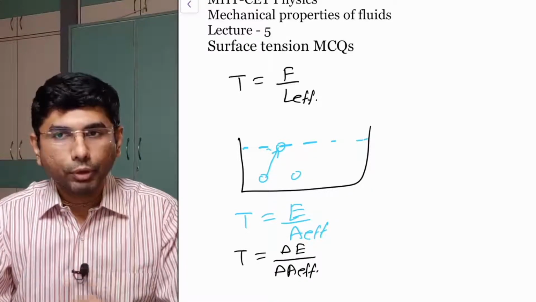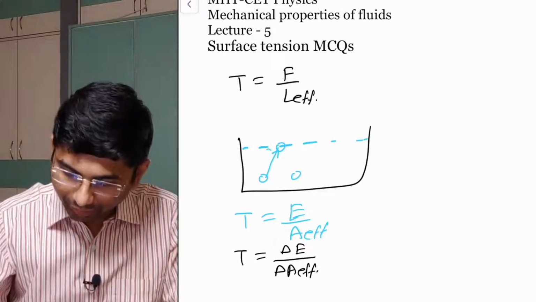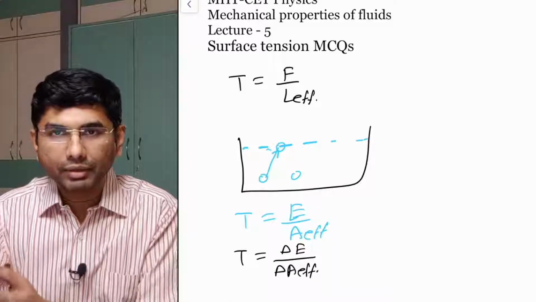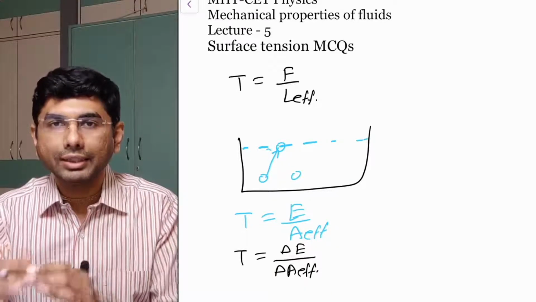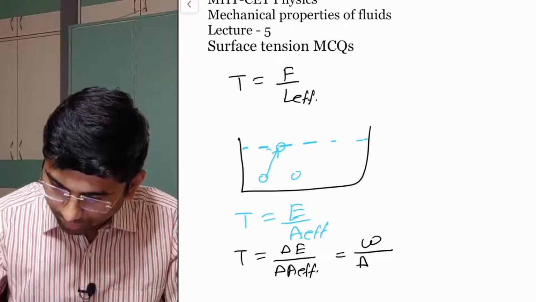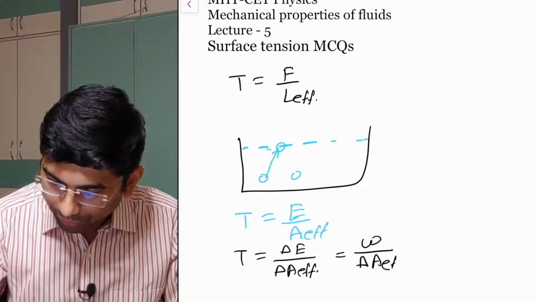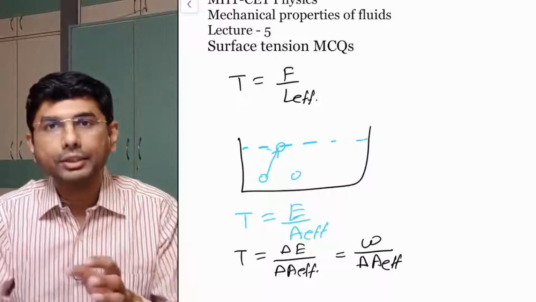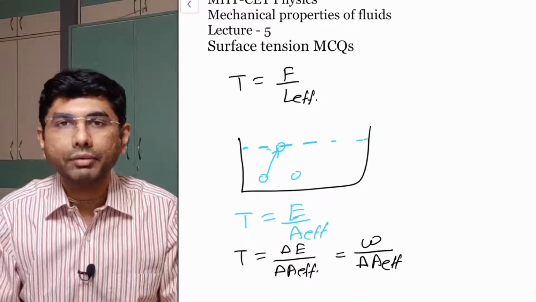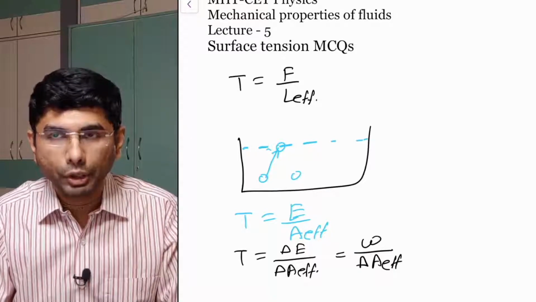That is another formula which we need to remember. Now the change in energy will be stored in the form of work done. Whenever I am doing work, that is actually change in energy. That's why the same can be written as work done upon delta A, the effective change in area. Delta is the change in area. These are the formulae which we have to deal with when solving different numericals here.